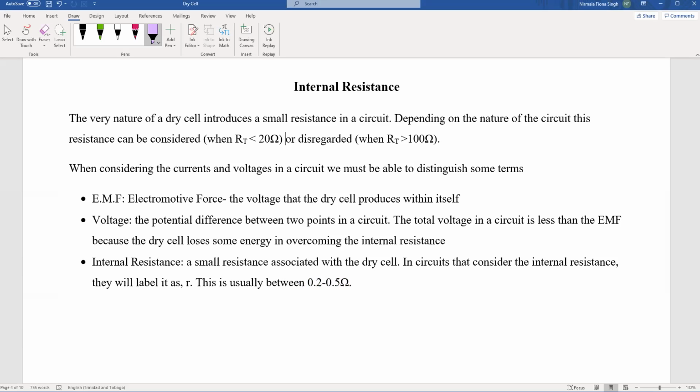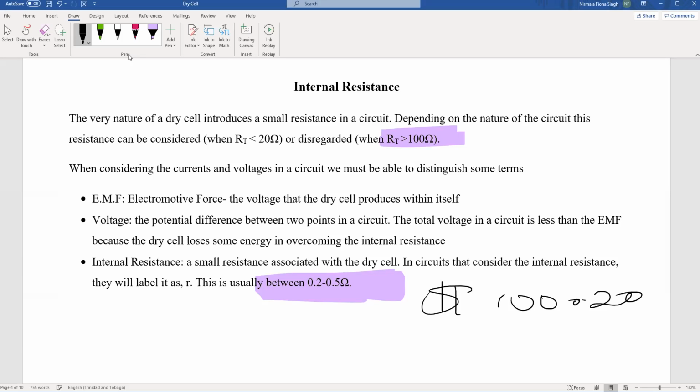Or we can disregard the internal resistance when our total resistance is more than 100 ohms. Think about this. If I have more than $100, not having 20 to 50 cents is unlikely to affect us too much, right? You don't ever see something with a cost of $100.20. I hope not. That's real. That real mean, boy.